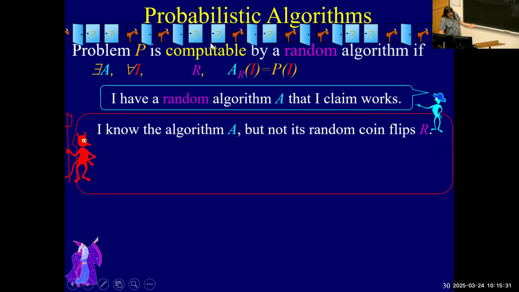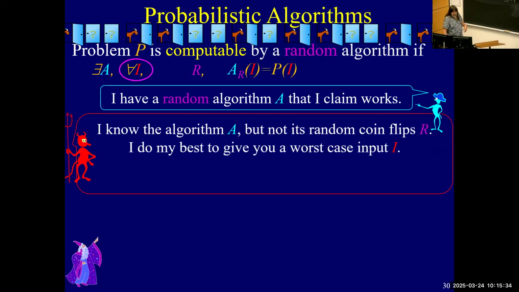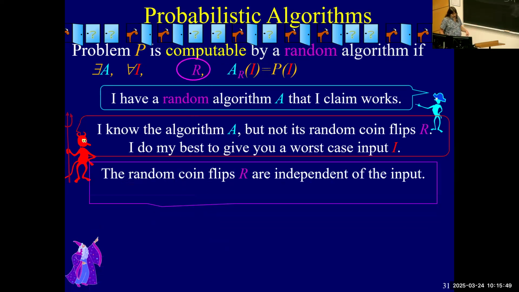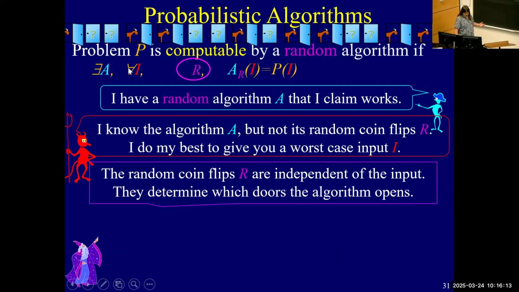So the adversary knows the algorithm, but not the coin flip. He has to come up with the worst case input, but doesn't know what input to come up with. He doesn't know where to put the prizes. And if the doors are opened randomly, it doesn't matter where he puts the prizes. Does that make sense? So he puts the prizes somewhere, and then we flip the coins. How the coins come up, heads or tails, doesn't depend on the algorithm or on the input. They're random coin flips.